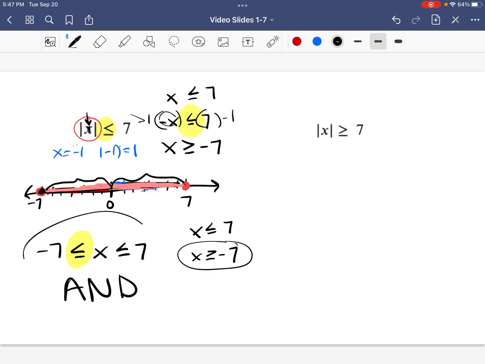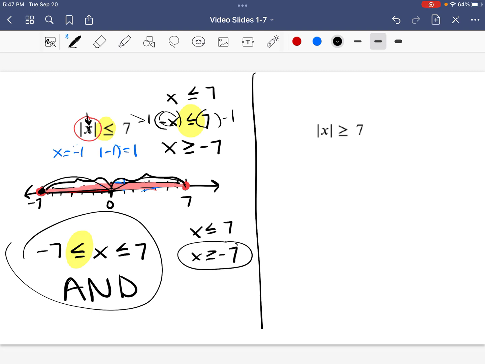That's how come I can write this as an "and" problem. Whenever you have an absolute value that starts out with a less than, it's going to be like an "and" problem. You're going to have less than this one and greater than that one. That means your answers will be between those two boundary points.